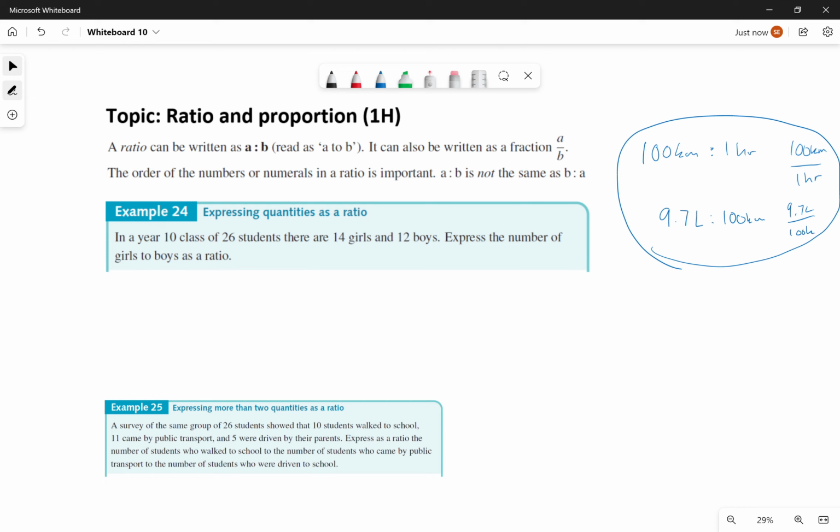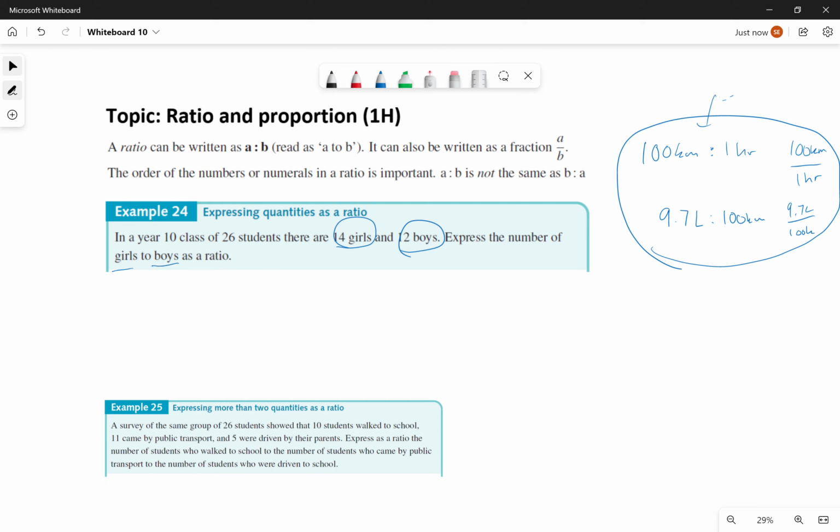Okay, so we can write it either in this first way over here with the colon, so it says 100 kilometers to 1 hour, or we can do it as a fraction, 100 kilometers over 1 hour. So either way works. I'm going to try use this first one here, and we'll look at a couple of examples. So we've got 26 students in a year 10 class, there are 14 girls and 12 boys. Express the number of girls to boys.